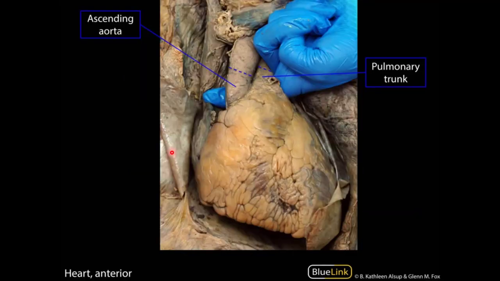Discussing now the pericardial recesses, the pericardial cavity has two recesses or two sinuses. Wherever that finger has passed through is the transverse sinus. You can see the transverse sinus is posterior to the ascending aorta and the pulmonary trunk, but anterior to the superior vena cava. This is the superior vena cava. So that's the transverse sinus.